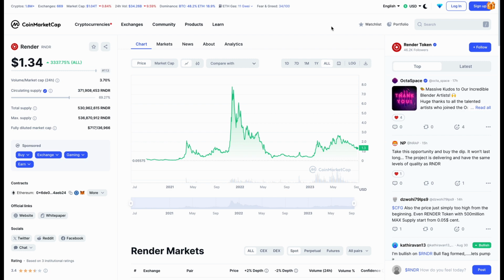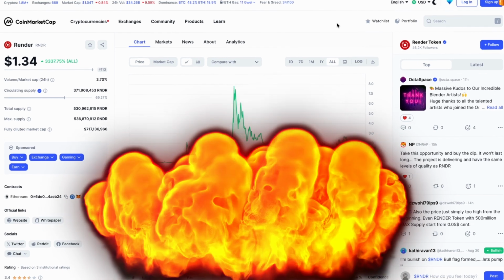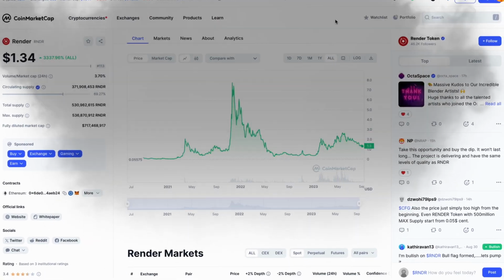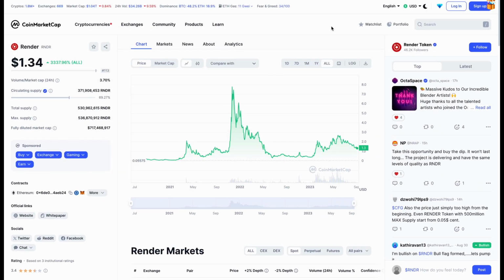Moving on to the 5 reasons to invest in Render Token. Reason 1 to invest in Render Token is its explosive scalability. One of the core requirements of Render was to develop a scalable network.